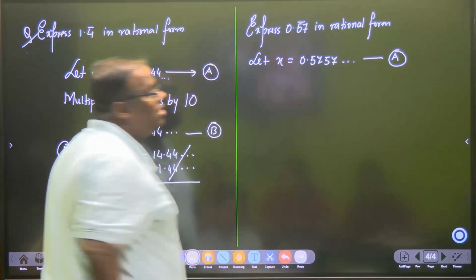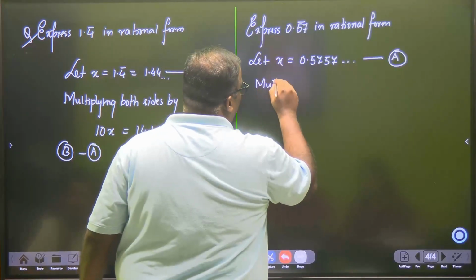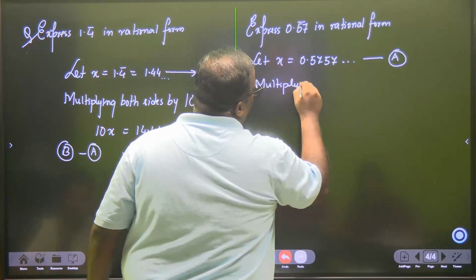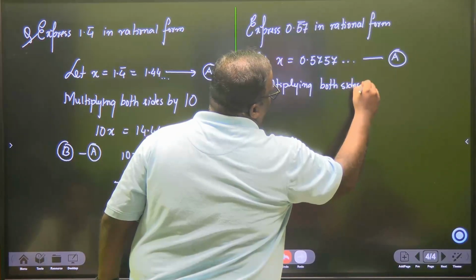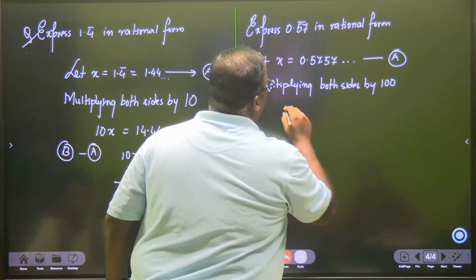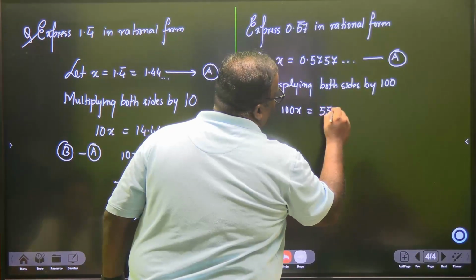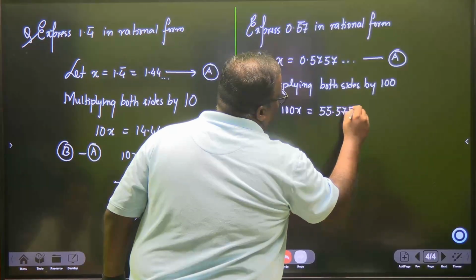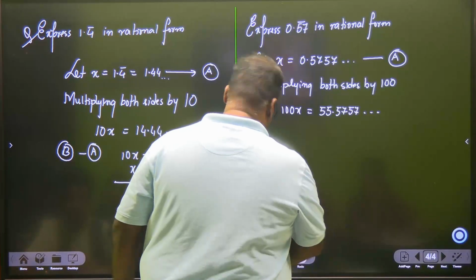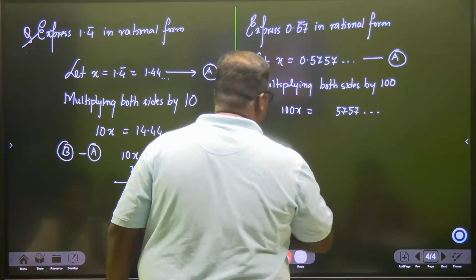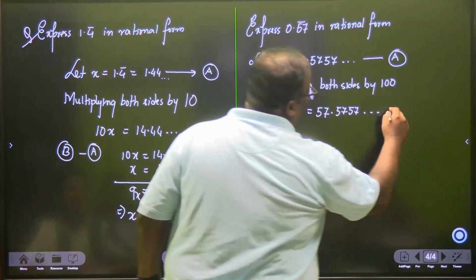Now, what is the periodicity? 2. So, our multiplication factor will be multiplying both sides by 100. What do you get? 100x is equal to 57.5757... or 57, sorry. Not Bluetooth, your internet is slow. I never wrote 55, I wrote 57. Sorry, it's never wrong. Okay, B.